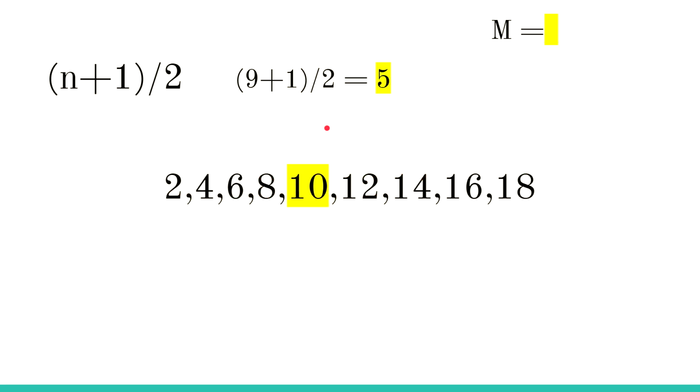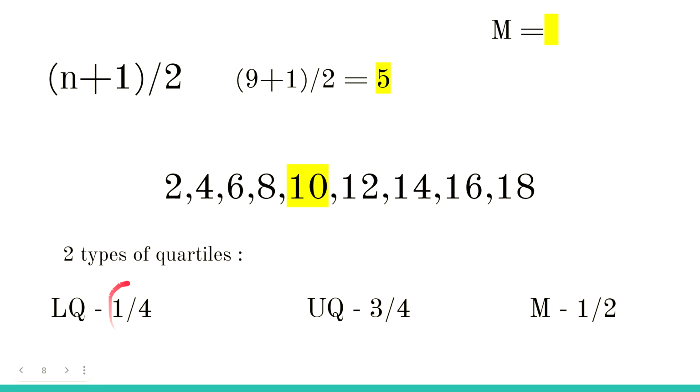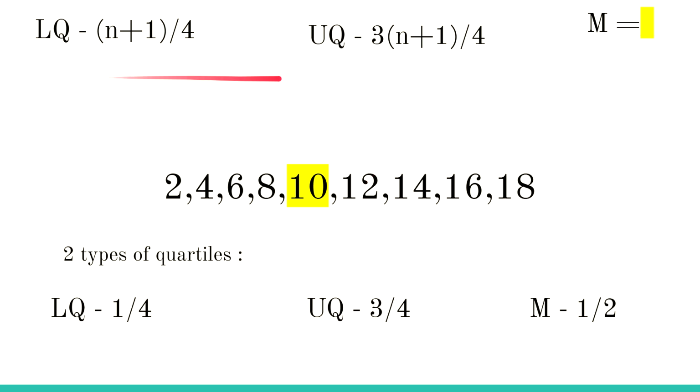So how do you figure out the lower quartile? Well, in order to understand quartiles, you have to understand that there are 2 types of quartiles. There's the lower quartile and there's the upper quartile. The lower quartile is 1/4 through a sequence. The upper quartile is 3/4 through a sequence, and for reference, a median again is 1/2 through a sequence. So in order to figure out the lower quartile and upper quartile, here are some formulas to understand them too.